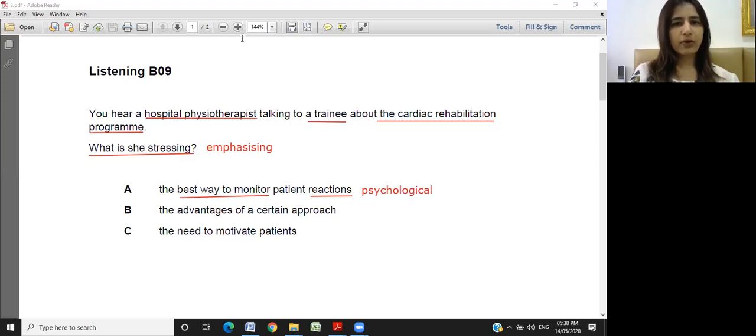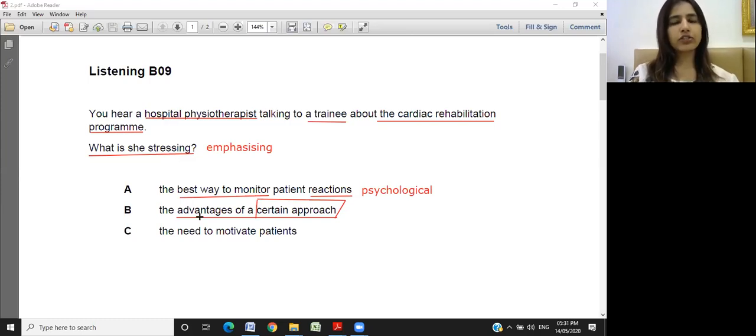Similarly, second one, advantages of a certain approach. What do you mean by certain? Now, this is very typical of listening part B, where you may not have the exact word as it is in the audio or in the question itself. It will always be generalized. So, certain approach means any one approach, isn't it? Yeah, a certain, specific.